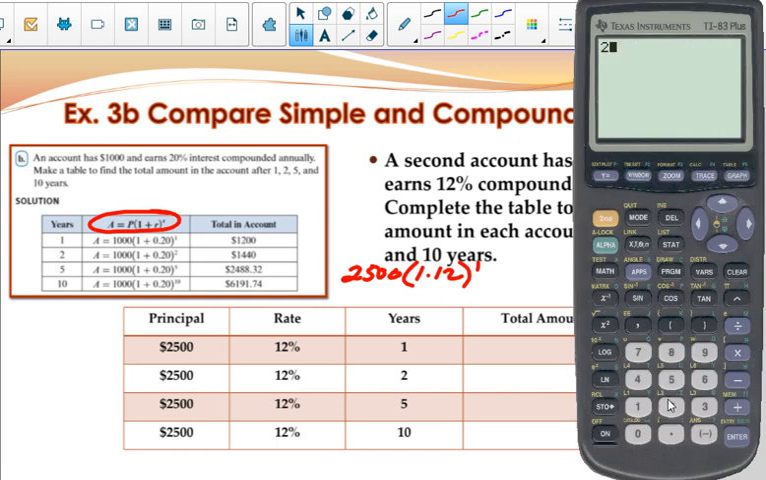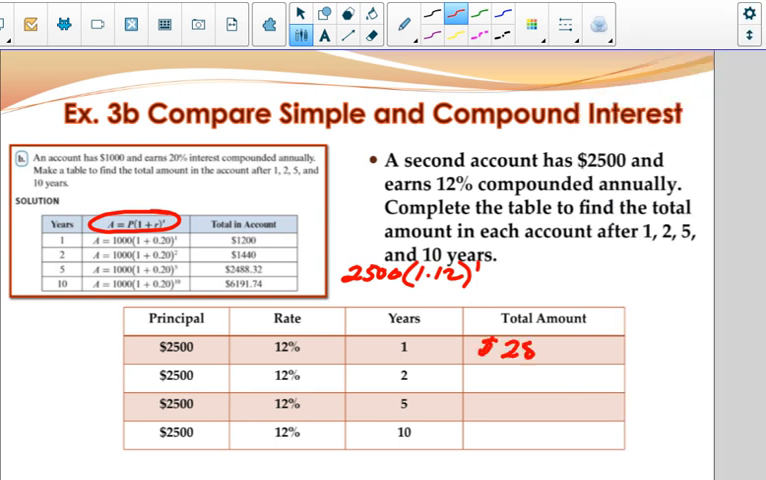I got 2,500 times 1.12 raised to the first power equals $2,800. So that's how much you're going to have in your account. Because remember, they're going to give you the total amount when you're using the compound interest formula. It's going to tell you what you get at the end of your years. So what the total amount is.